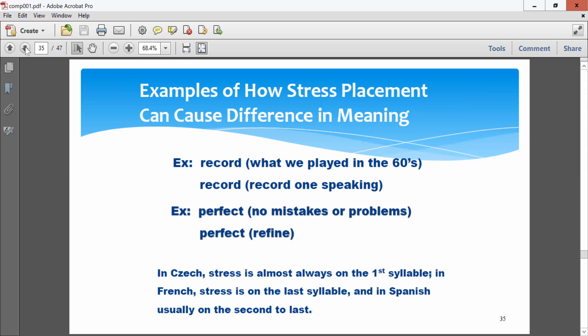something. So sometimes the stress placement can cause a difference in meaning, and that is true in other languages as well. For example, in Czech, stress is almost always on the first syllable. In French, it's typically on the last syllable, and in Spanish, usually on the second to last syllable. Now, there are exceptions, obviously, to these rules, and usually that causes an accent mark to be given. But these are just patterns that we see.